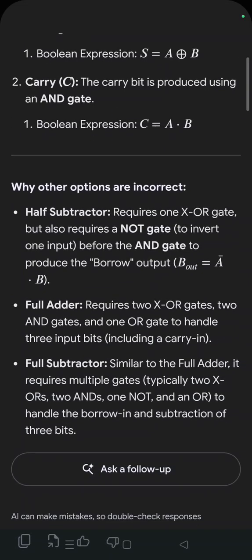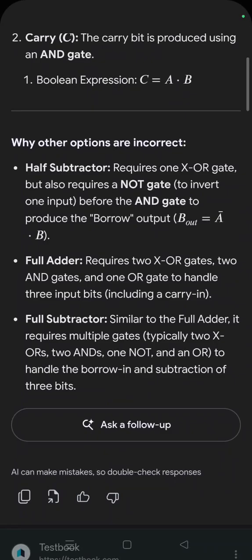Why are the other options incorrect? A half subtractor requires an XOR and also a NOT gate to invert one input, and an AND gate. A full adder requires two XOR gates, two AND gates and one OR gate to handle the three inputs. A full subtractor, similar to the full adder, requires multiple gates, typically two XORs, two ANDs, one NOT and an OR to handle the borrow in subtraction of 3 bits.